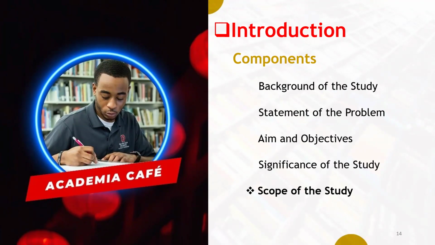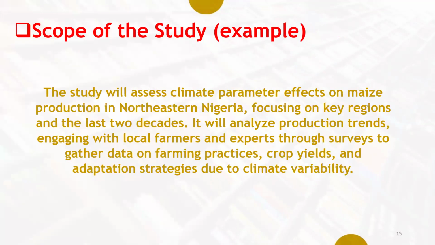Scope is essentially you creating a boundary, letting the reader of your research proposal know what you are going to cover in your research. The scope section is to demonstrate the specific focus of your research, making it clear what you will be focusing on and what you will exclude in the research process. Let's take a look at an example from our earlier title, Assessment of the Impact of Climate Change on Maize Production in Northeastern Nigeria. The scope of the study might look like this.